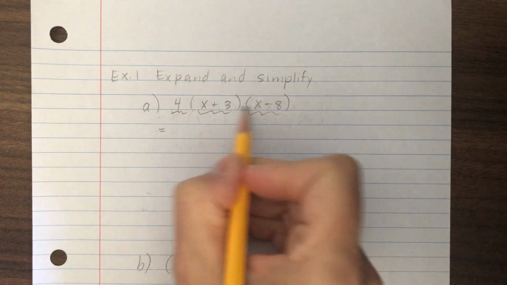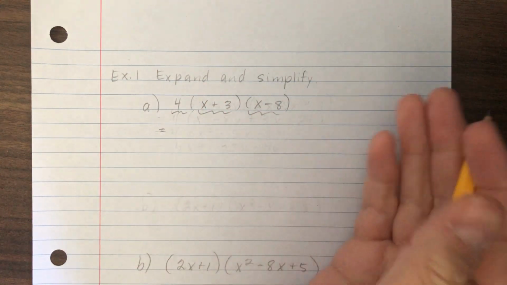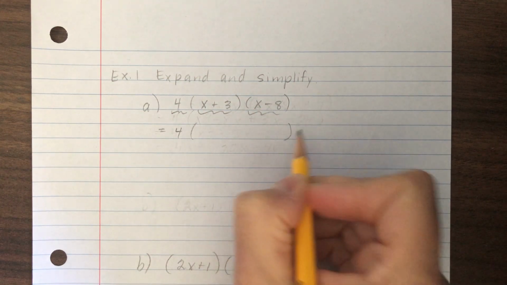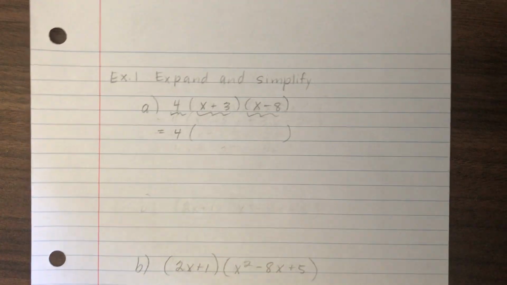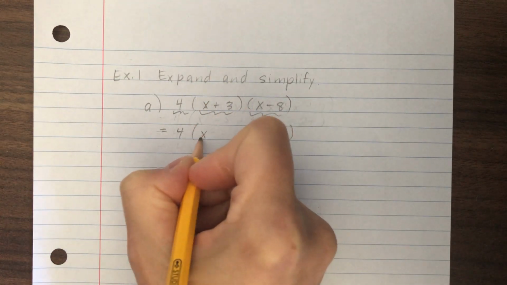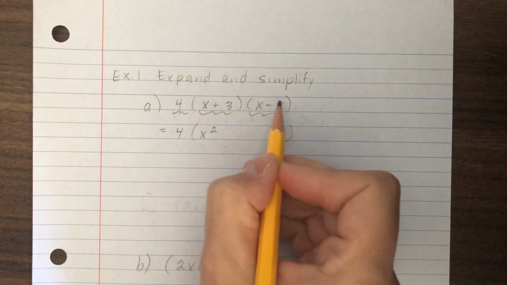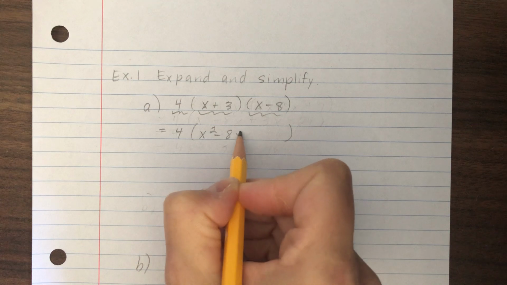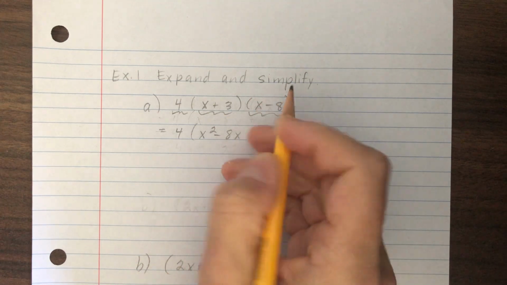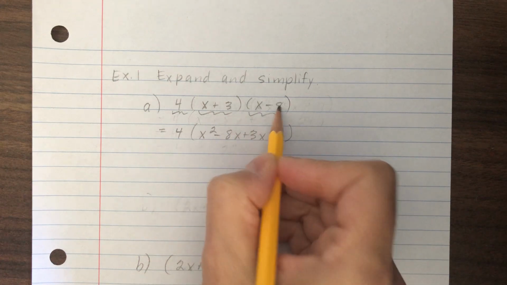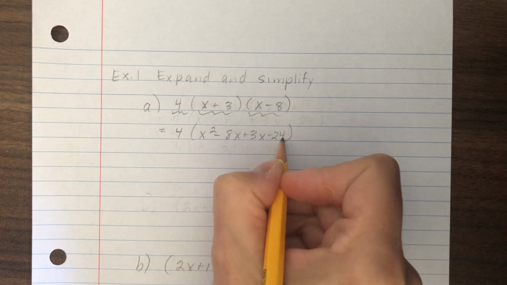Now when you're multiplying two binomials like this, you can use the acronym FOIL to help you expand. And FOIL stands for first, outside, inside, last. So you would be multiplying the first two terms together. In this case, that would give you x squared. Then you would be multiplying the outside terms together, and that would give you negative 8x. Then the inside terms to give you 3x, and then the last two terms, which would give you negative 24.